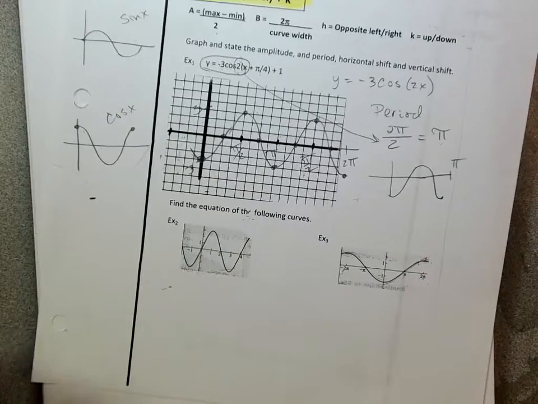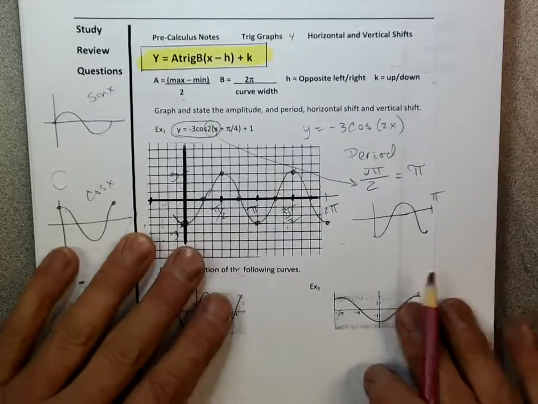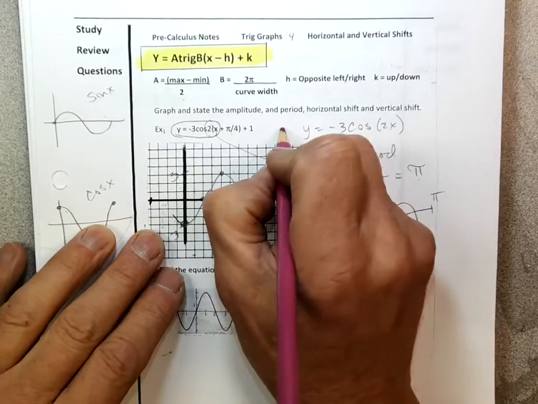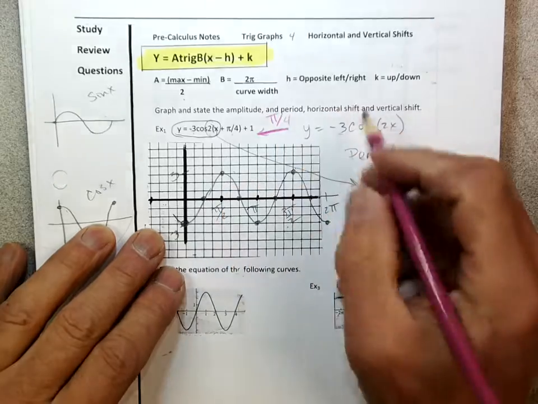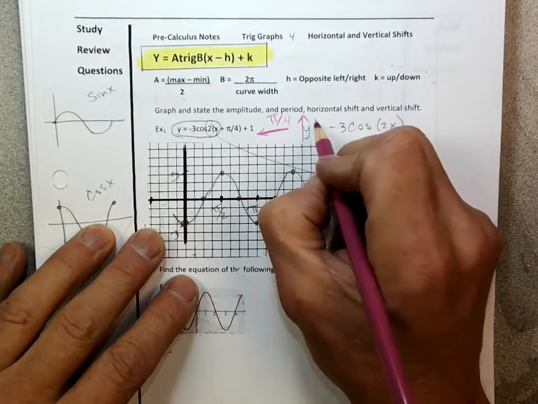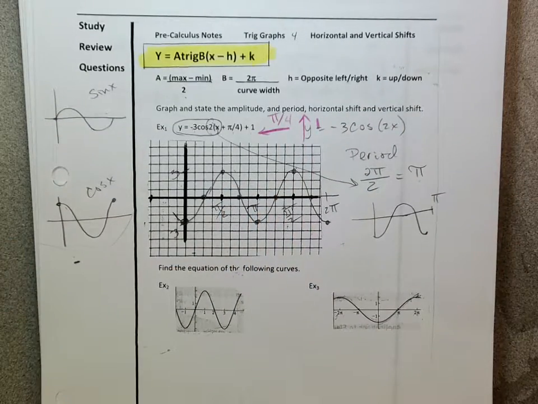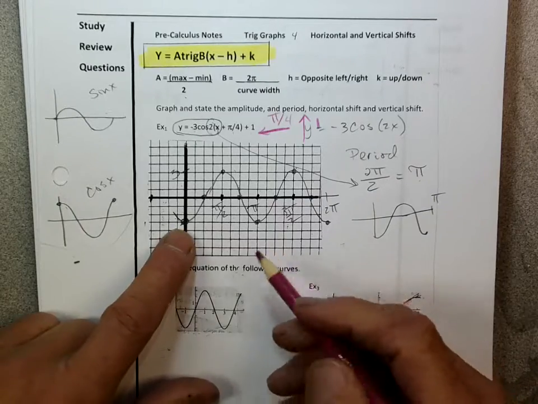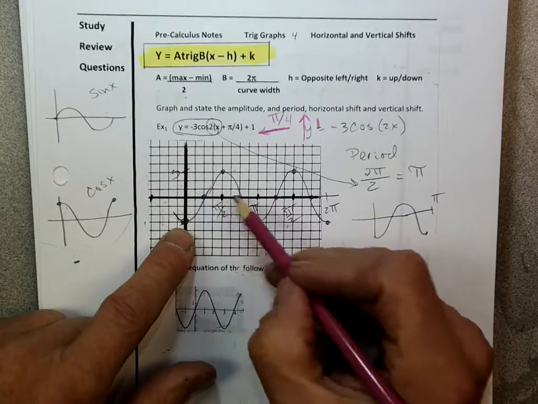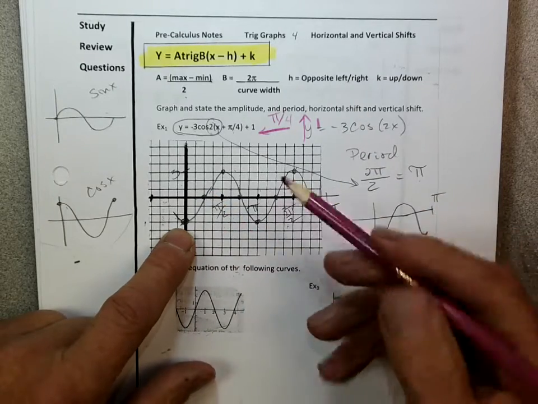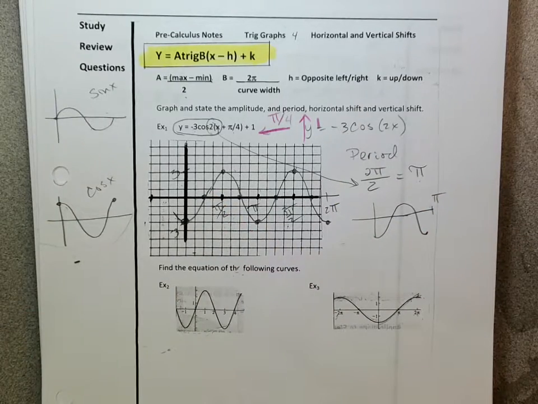Now the second part I have to do is I'm going to move it. I'm going to move it back pi forth. I'm going to move it up 1. Okay, and I'm going to do that in my fuchsia so we can see the actual answer. What I consider every important point are your max, your mins, and your x-intercepts. Those are the important points to move. You can't move all of it, but if we move all of those points, then we can get it.